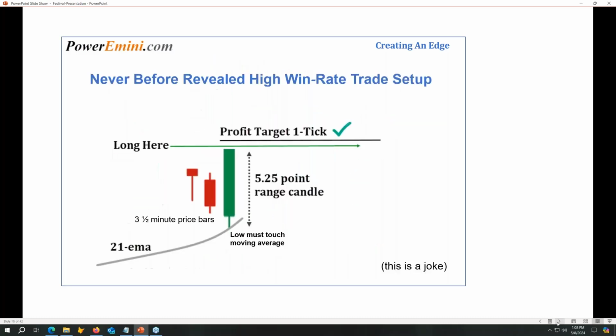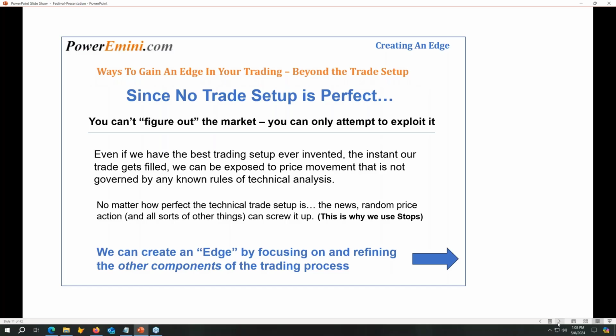I did come up with a candlestick pattern myself that I think has a really super high win rate, but there's always a drawback, right? Like I say, nothing's perfect, and even this is not going to have a 100% win rate. But if you ever see this exact setup, you're looking for a 1-tick profit target, and this works a lot of the time. This is a joke, of course. So anyway, okay, here we go.